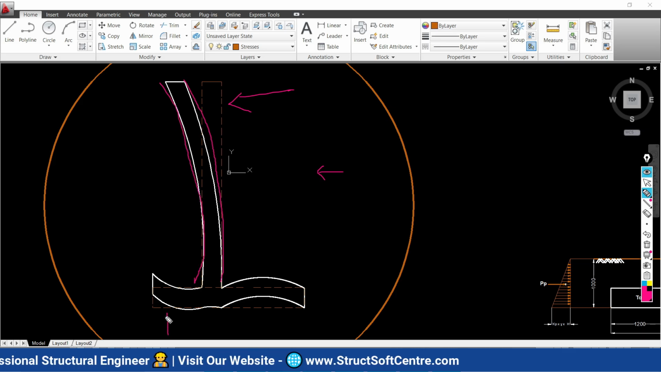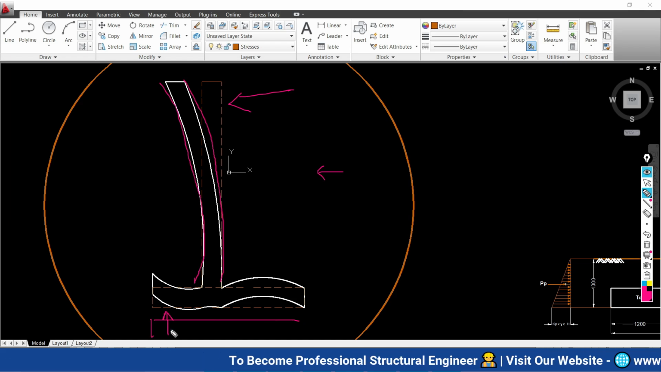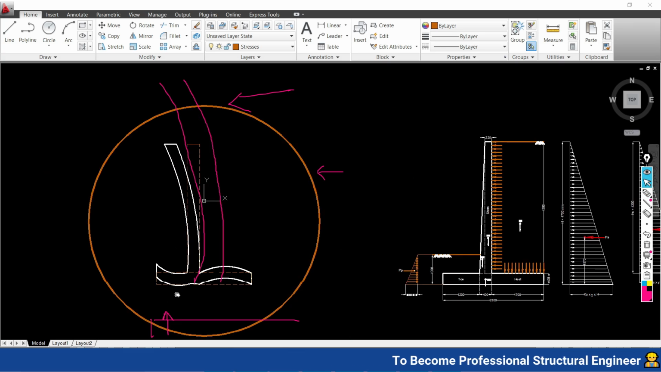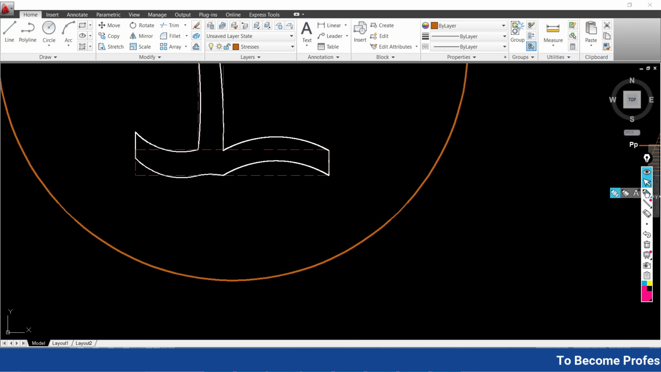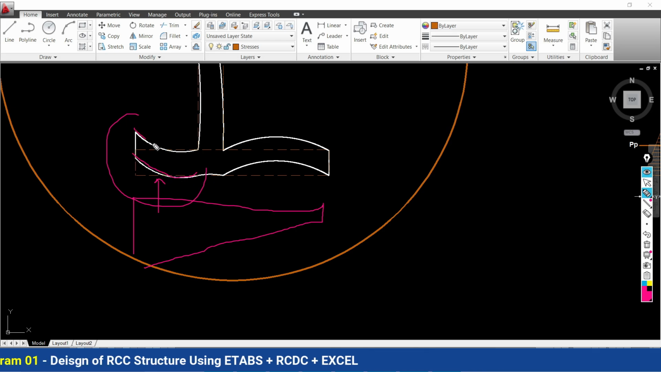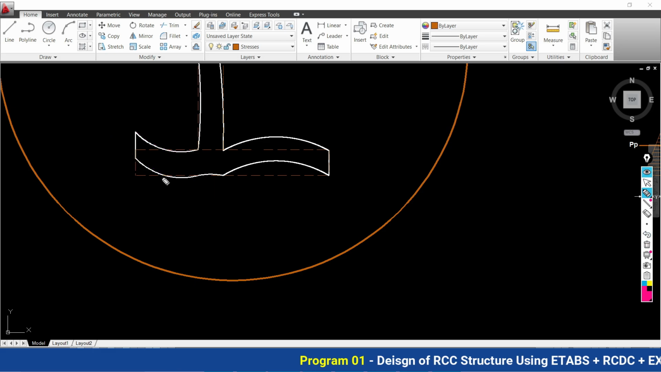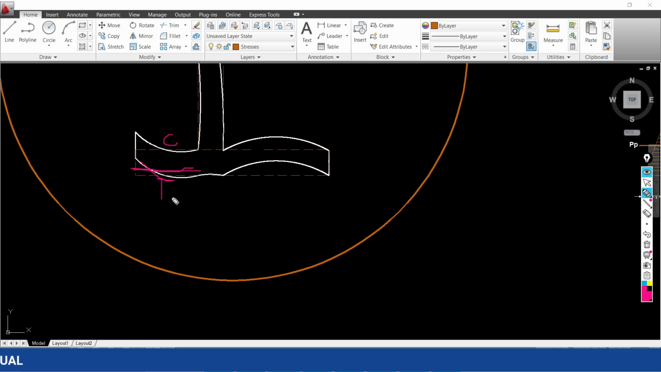And as you have seen, the maximum upward soil pressure is formed on this side, and here the minimum soil pressure. So this part, due to the more upward soil pressure, is lifted. The flexural response of this toe portion is in this form, so that the bottom face is under tension and the top face is under compression, and on the face which is under tension, we need to provide the main reinforcement.